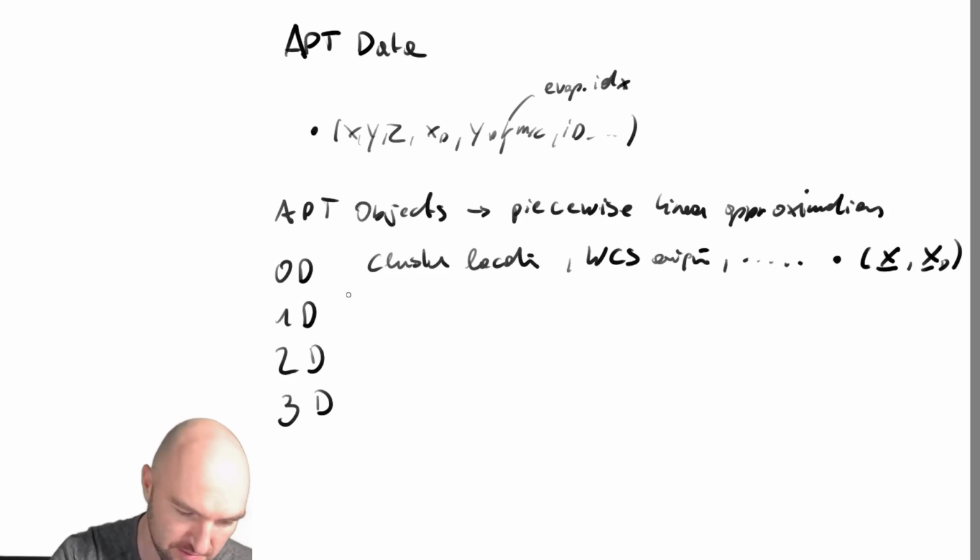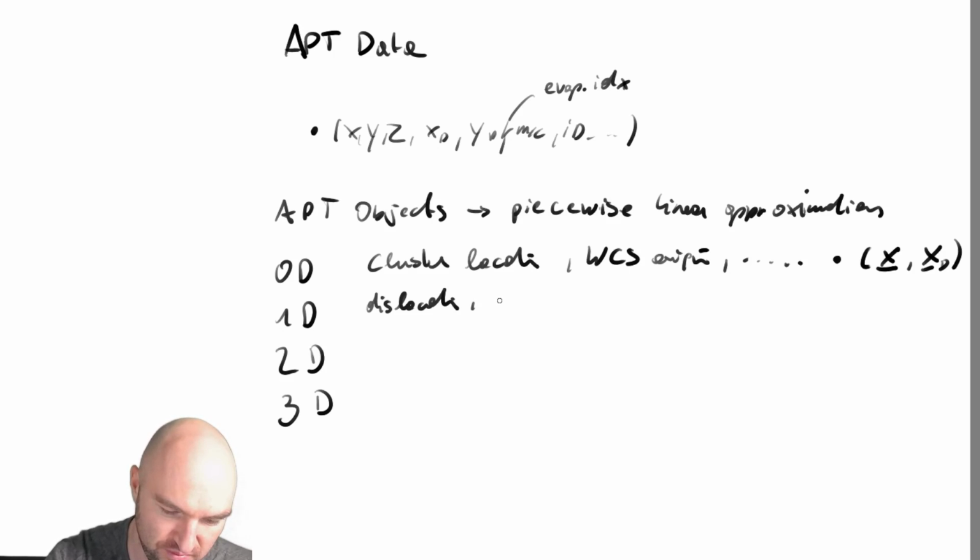Then we have one-dimensional objects. This could be a dislocation, for example, or a triple line. Can you think of any other line defects? Maybe I've been in dislocation land for too long. Whatever line object you have, it consists of points and lines. So you have points, which we call vertices, and we have lines.